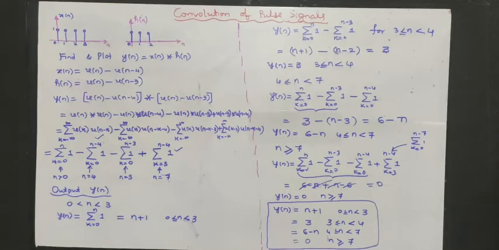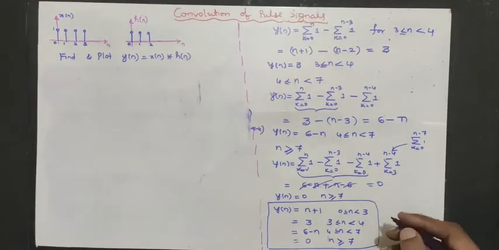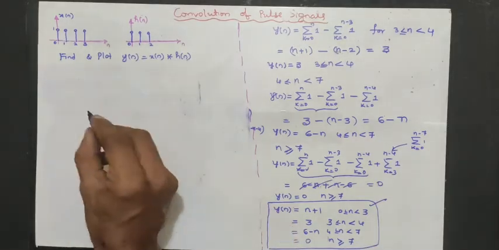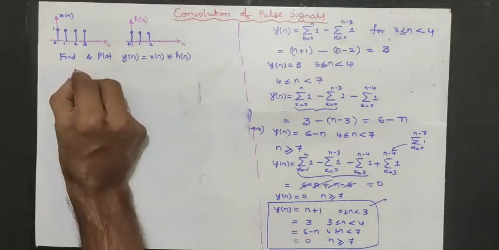Now I have to plot this graph actually. Let me plot this graph so that you will understand what exactly is the result of this complete work. Let me plot it in the next board. If you have seen this, these are the equations. I have to plot this graph, the output y of n.